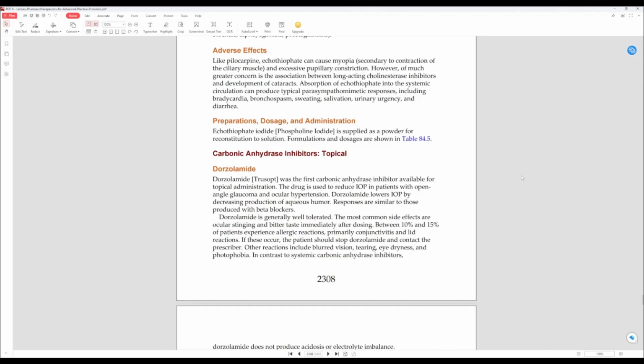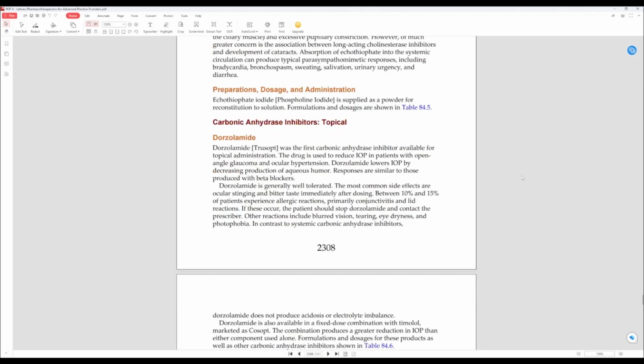So, its preparation, dosage, and administration, therefore. Ecothiophate iodide is supplied as a powder for reconstitution to solution. Formulations and dosages are shown in Table 84.5.